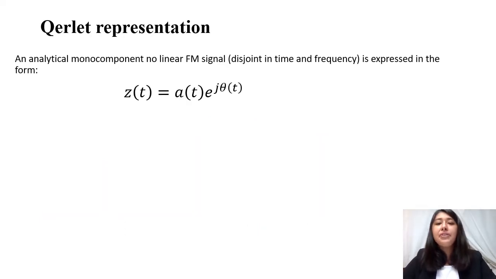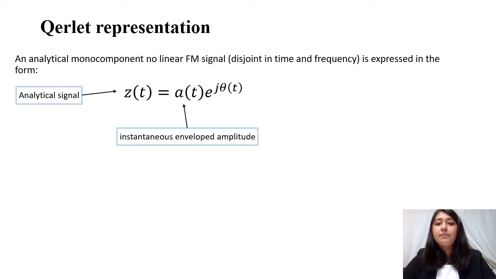The principal assumption used in this work is that the volcanic seismic signal can be represented by an analytical monocomponent and nonlinear frequency modulated signal given by the following equation. Additionally, we assume that the analytical signal is disjoint in time and frequency. That means that the evolution in time does not affect the change in frequency. In this case, we have the analytical signal, the instantaneous amplitude, and the instantaneous phase.